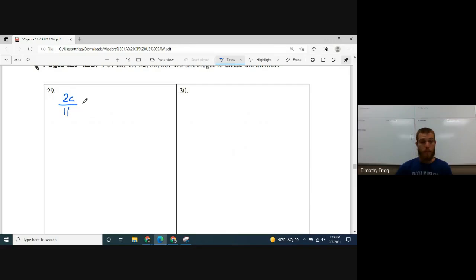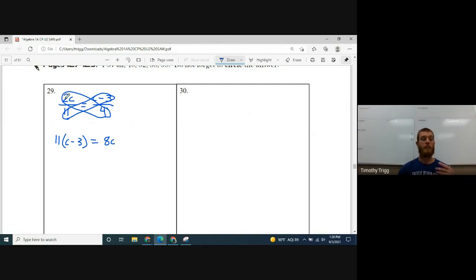2c over 11 equals c minus 3 over 4. So notice there's a c on both of these numerators. So when we cross multiply, there's going to be a c on both sides of the equation. So first let's do the 11 times c minus 3. So that's 11, and then parentheses c minus 3. On the other side of the equation, 4 times 2c, that's going to be 8c.